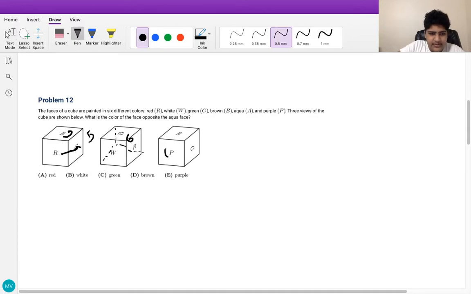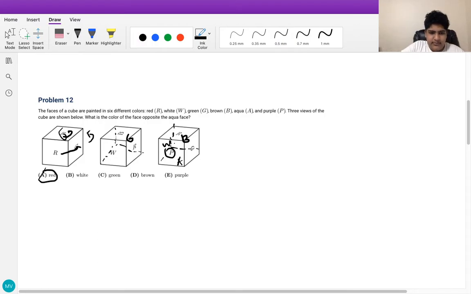is opposite blue. Since in this transformation, if we do this, we know that this side is blue. I'm sorry, brown. All the times when I said blue, I meant brown. So, yeah, which means that purple is opposite brown. We already know that green is opposite white. So thus, aqua must be opposite red. Okay, and we're done with this problem.